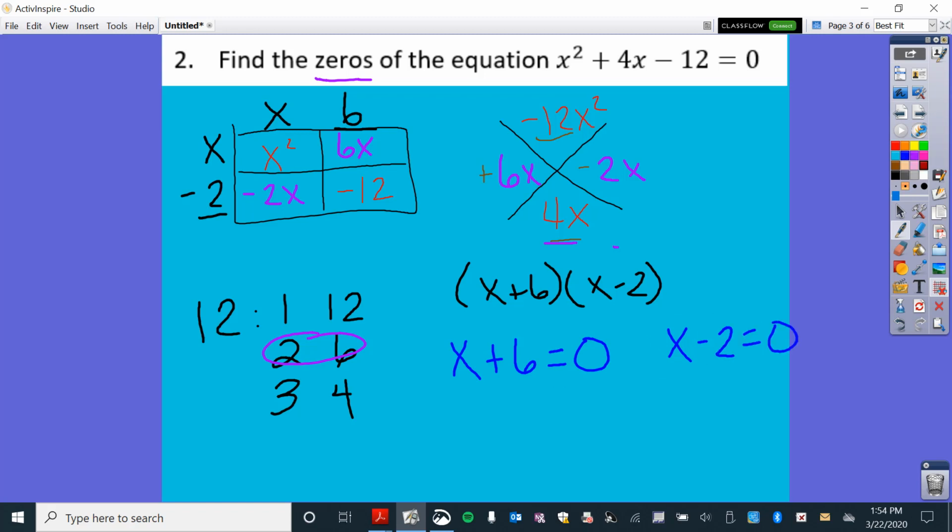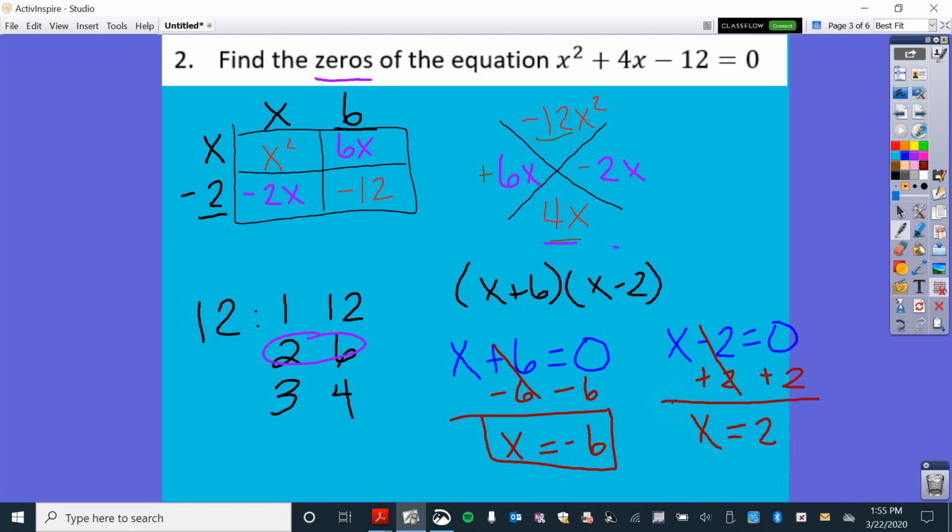So for this first one, for x plus 6, how do we get the x by itself? If it's a plus 6, we want to do the opposite, so we're going to subtract 6 from both sides. So we get x equals negative 6. Then on our second one, we need to get the x by itself. The opposite of a minus 2 is adding 2 to both sides. So we end up getting x equals 2. And those are your zeros.